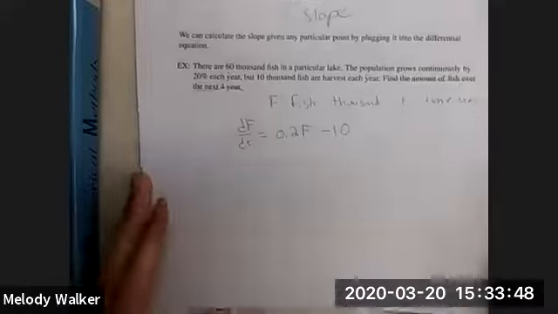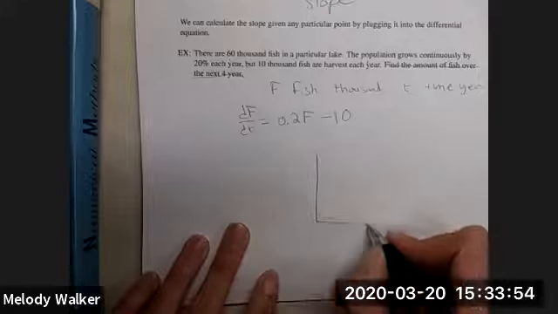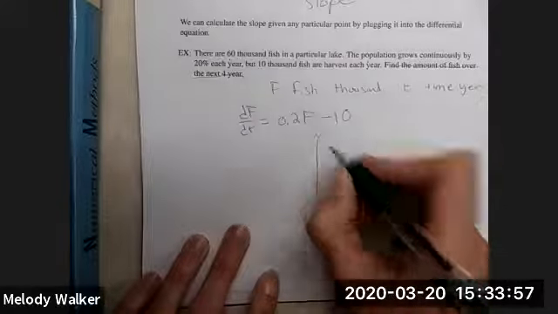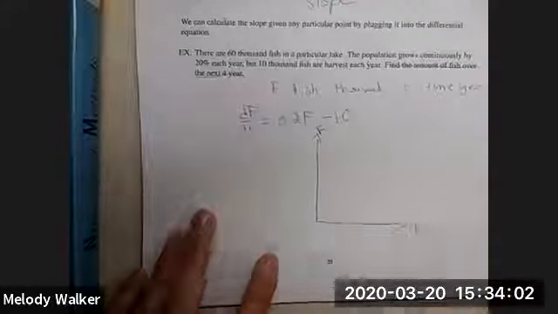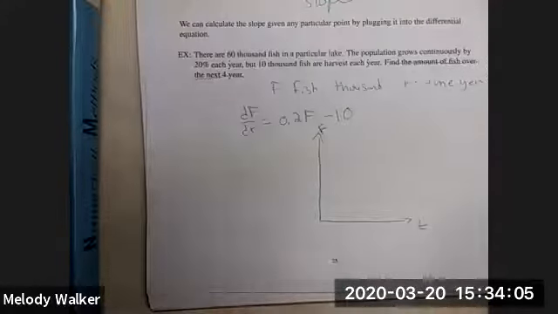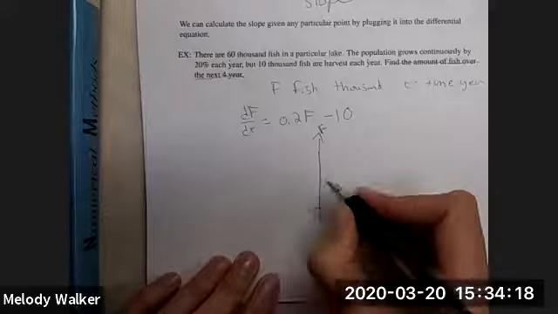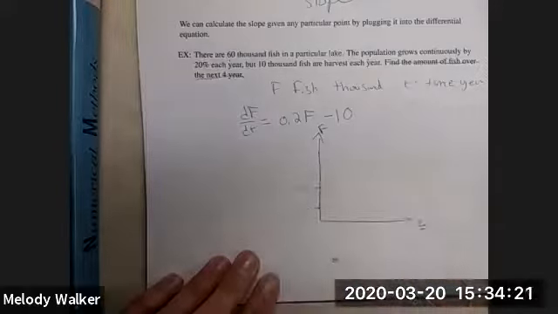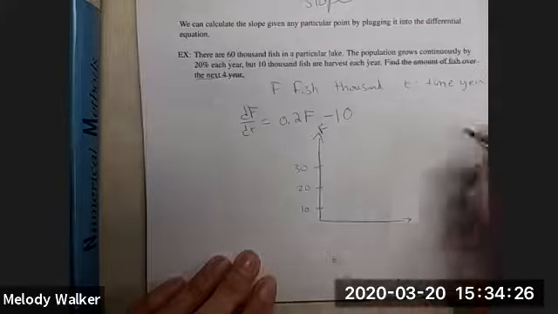So what I'd like to do is do a slope field, and we're only going to be positive in this case because fish and time will be positive. Time doesn't have to be positive, it's just where we start counting, right? And so let's just see what these values are. Let's pick some values for F, let's say 10, 20, 30.